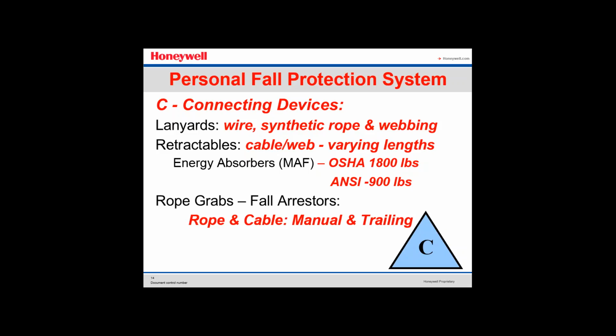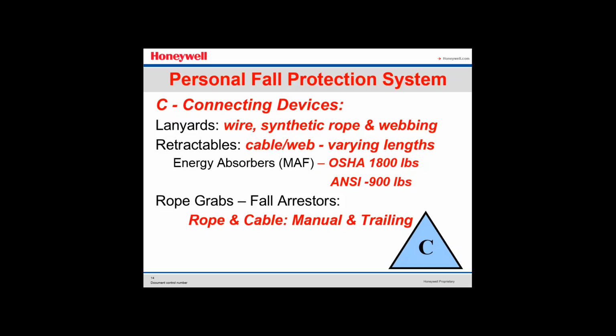Now, if we break the fall arresters or rope grabs down into families, you have manual units and trailing units. The biggest way to explain those is, if I'm climbing and using a trailing unit, it trails me up a rope or a wire rope. If I'm using a manual unit, that means I manually have to do something to get it to go up the rope. So if I'm going up a fixed cable with a manual unit, I need to slide it up above me as I'm climbing. So you manually operate it.